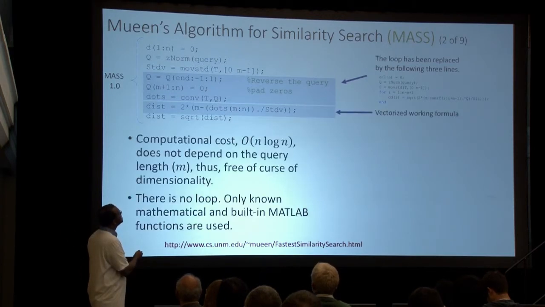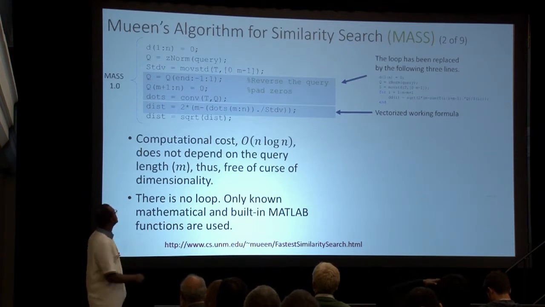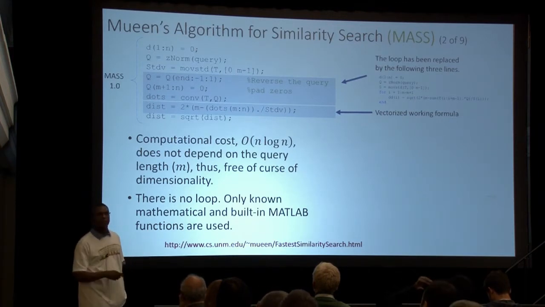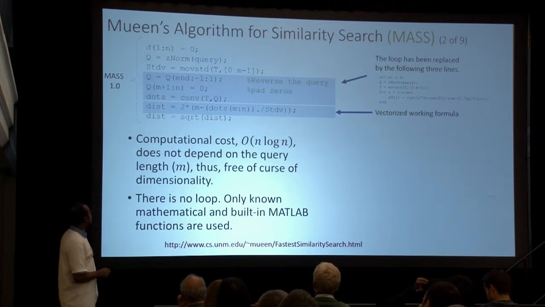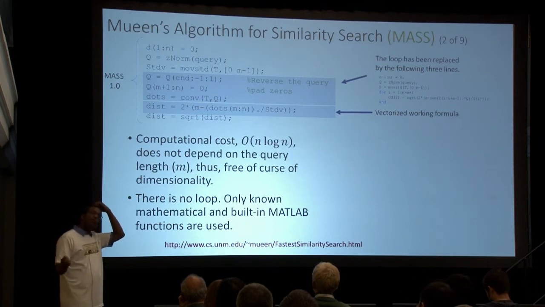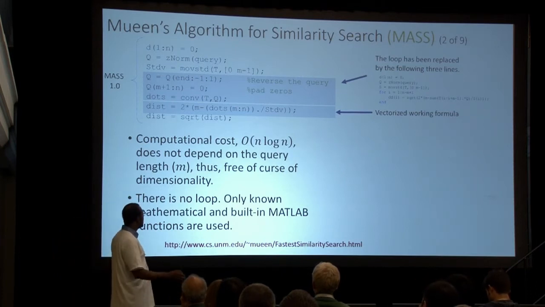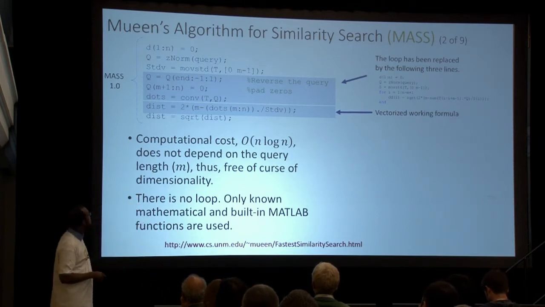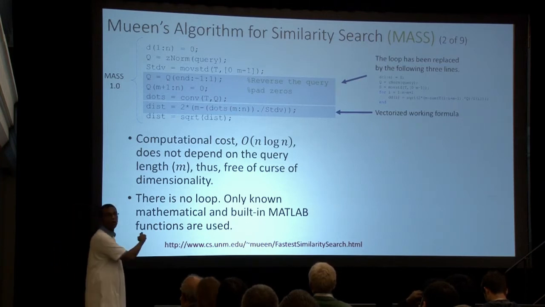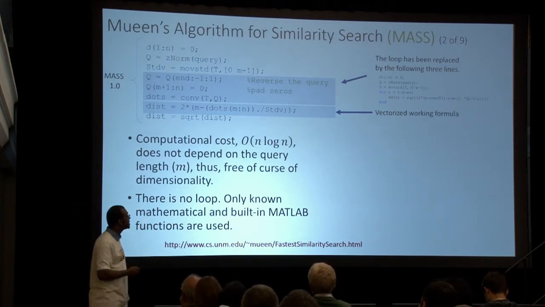And then basically this is the vectorized operation to calculate all the correlation or Euclidean distances in one line. And then finally you do the square root. You can merge them. I just had them separate. So it is an n log n algorithm, free of the curse of dimensionality, no loop, only known built-in MATLAB functions are used. How good is this code, right? So that's the next question.